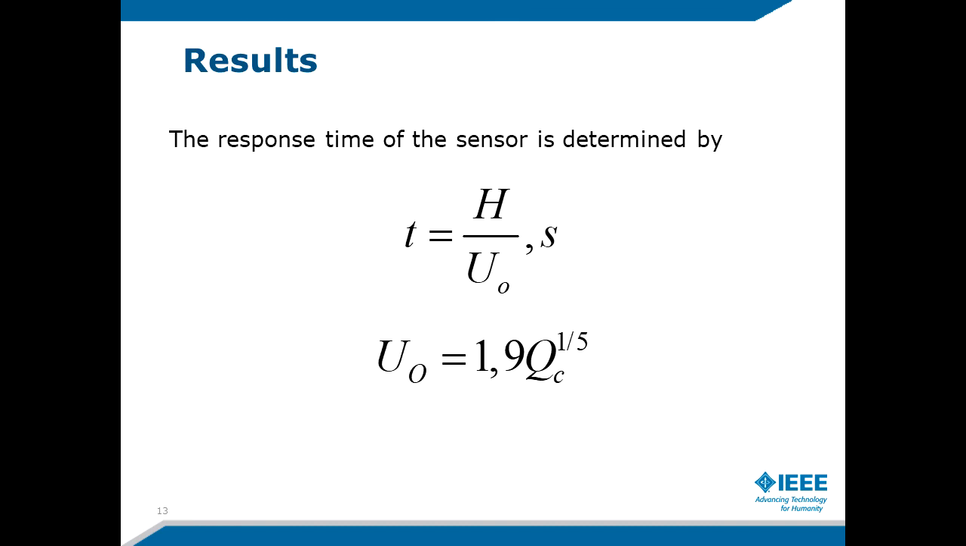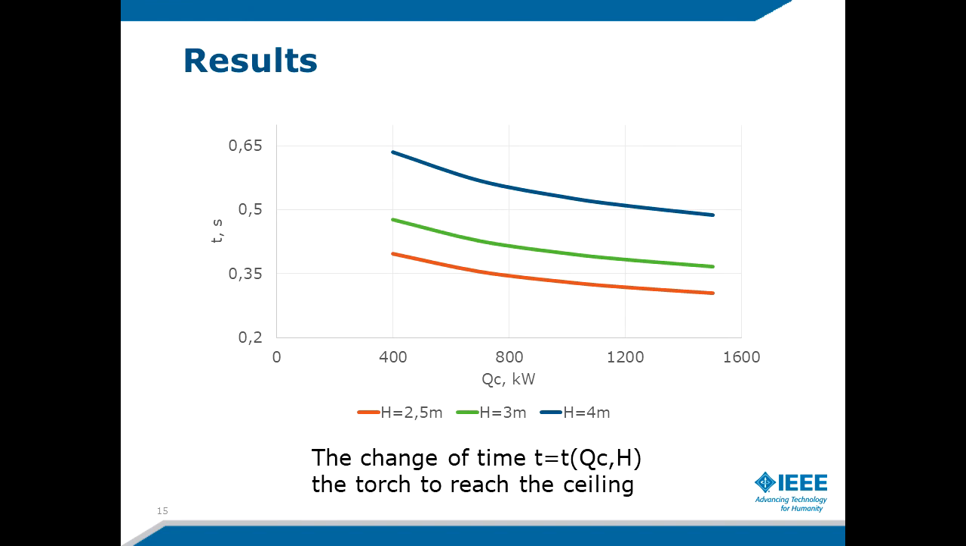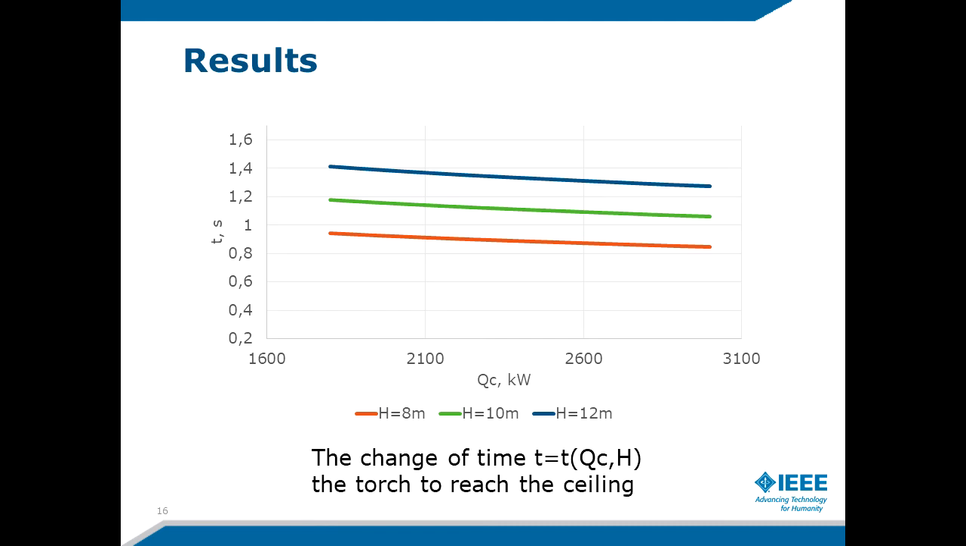According to the given dependencies for determining the maximum temperature at the ceiling as a function of the height and power of the fire, the time for activation of the fire sensors is calculated. The response time of the sensor is determined by the dependence. In the next three figures are given the changes of time for the torch to reach the ceiling for the fire power up to 300 kilowatt, up to 1500 kilowatt, and up to 3000 kilowatt.